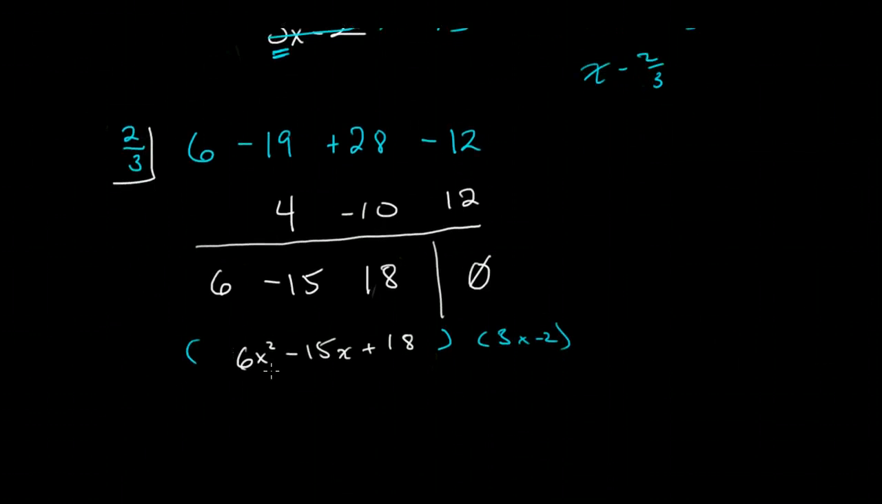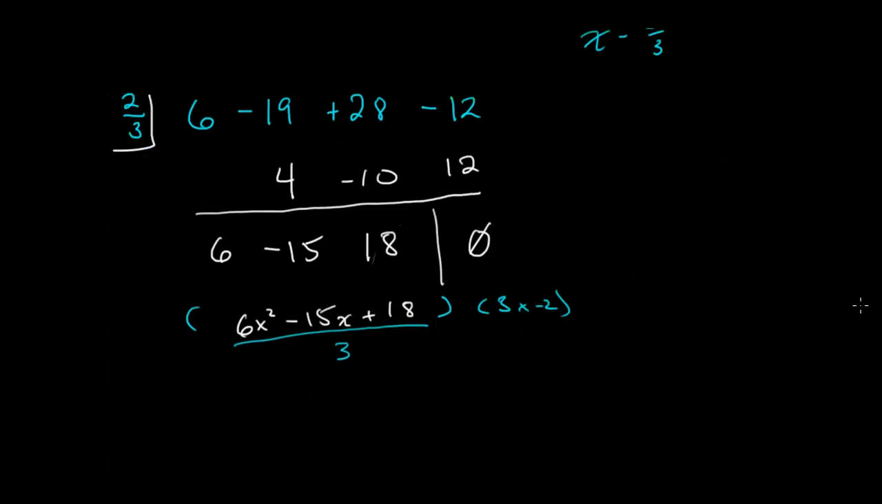So let's just divide out the greatest common factor here, which is a 3, and see what we're left with. We're left with now 2x squared minus 5x plus 6. And indeed, if I were to take that and multiply it by my binomial factor, I would get 6x squared, and so on and so forth. Should we? Yeah, we have time to check it.